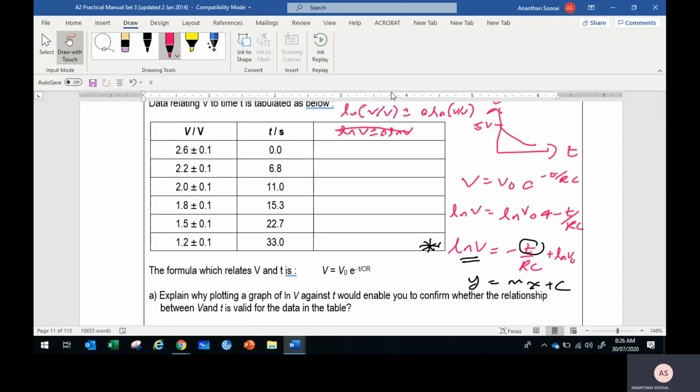Finding the ln V, no problem. What is the ln V for the first value? Let's say for the first data, ln 2.6, so 0.56, is it? 0.96. Good, 0.96. How many significant figures should be used? 2 significant figures. So yes, 0.96, this is 2 significant figures.